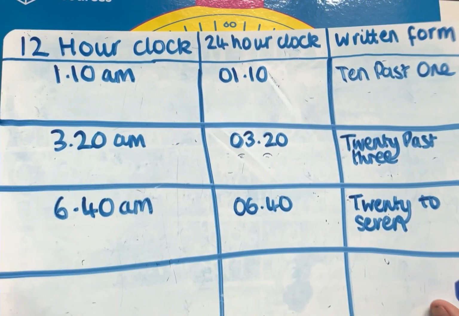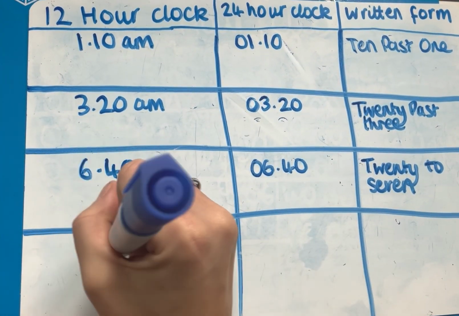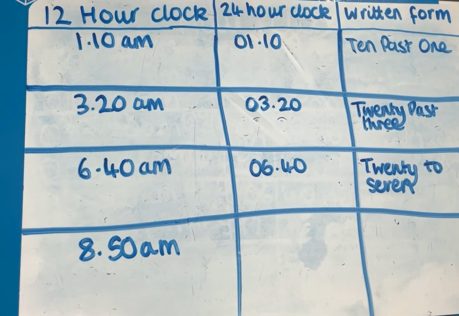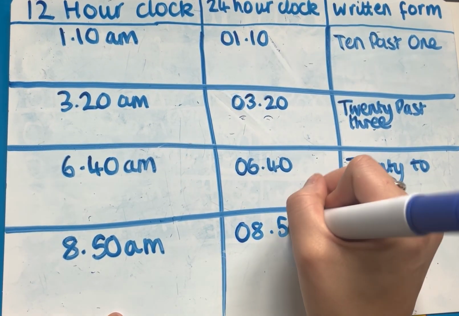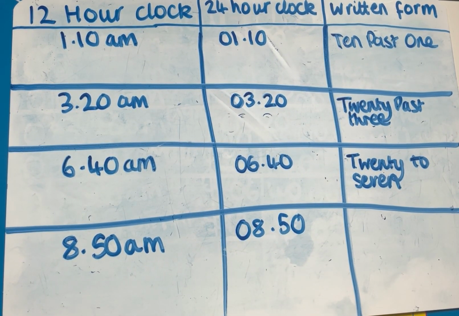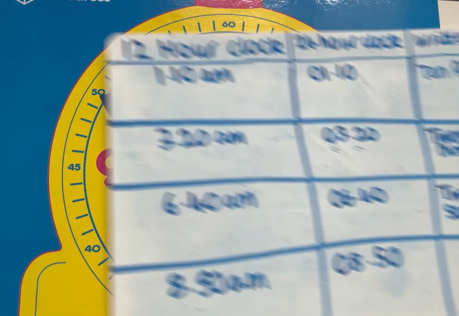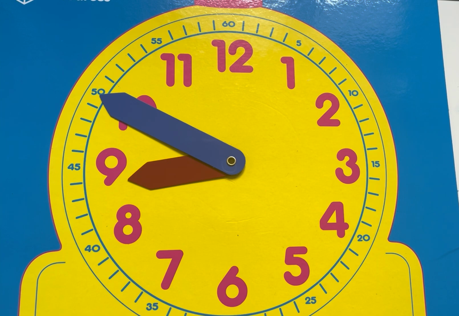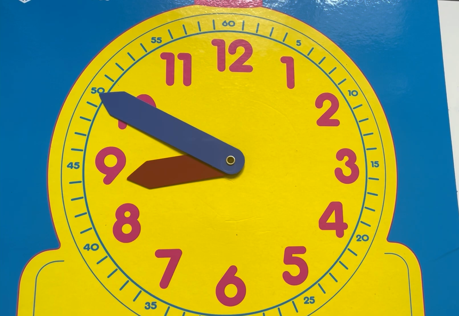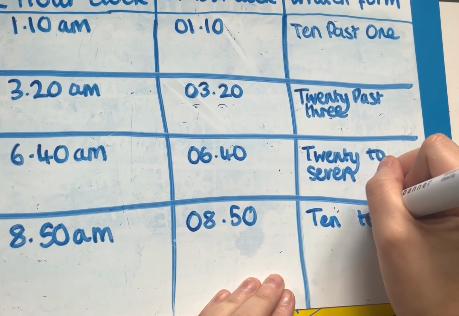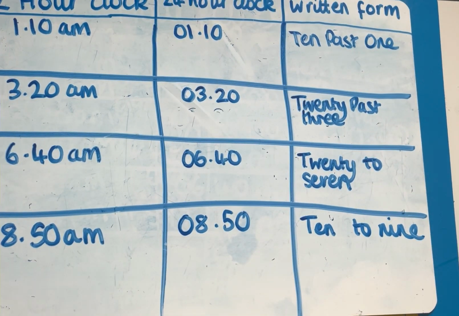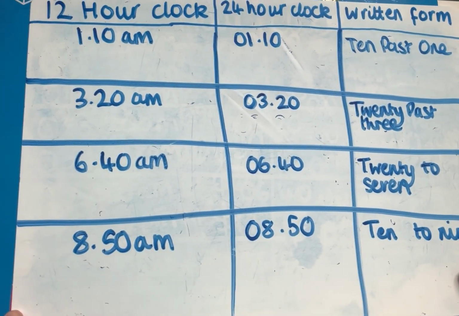So we would write that on our 12-hour clock as 8:50 AM. We would write that on our 24-hour clock as 08:50. But would we write 50 past 8 as our written form? No, we wouldn't. We would write 10 to 9, because even though it's still in the 8th hour, it's only 10 minutes until 9 o'clock. So we would write 10 to 9, and that would tell us that it's only 10 minutes away from being 9 o'clock.